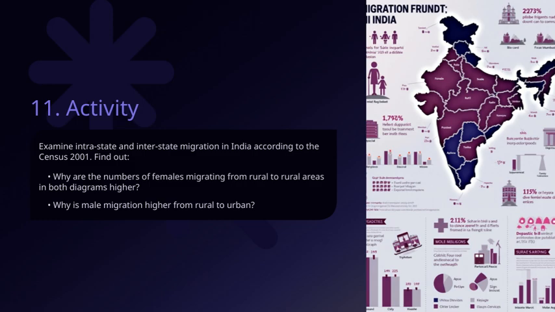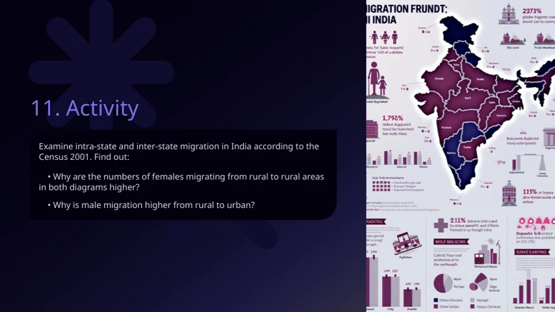Now, moving on to the other point, why do we see higher numbers of females migrating from rural to rural areas in both diagrams? This often reflects family and social reasons, such as marriage or joining relatives in nearby villages. These movements are usually less about economic opportunities and more about maintaining social ties or fulfilling familial responsibilities.